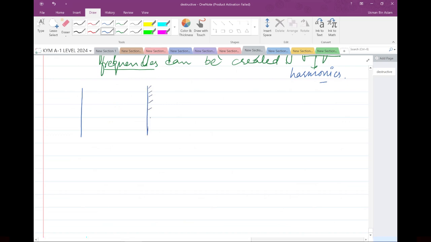It has the same rigid surfaces, the same string in between the rigid surfaces, the same length between them. But now I am going to use a different source to cause vibrations. Let's say I use an electronic vibrator. That electronic vibrator causes the string to vibrate at a different frequency. Do you remember that frequency is inversely proportional to wavelength? If I want to increase the frequency, I would have to decrease the wavelength of the wave.